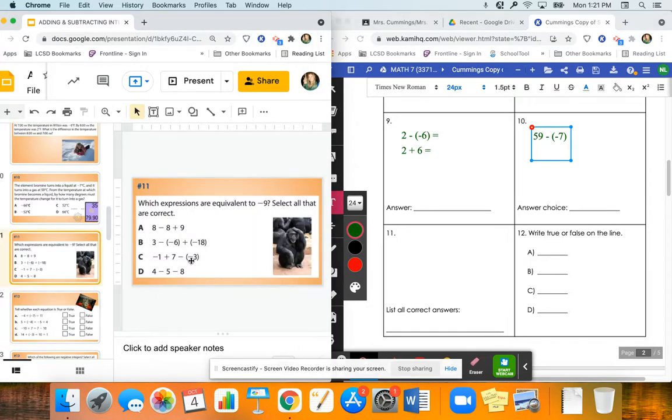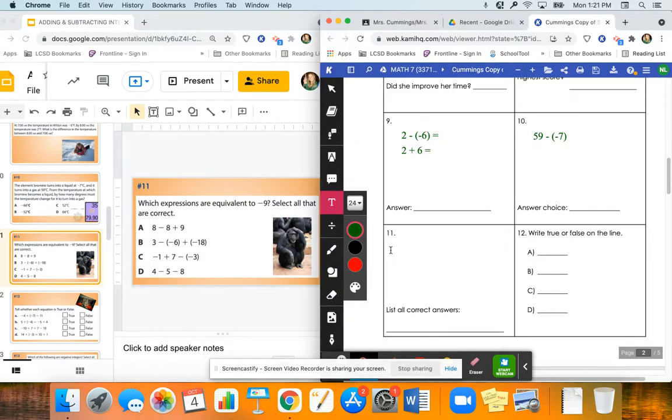For number 11, which expressions are equivalent to negative 9? Select all that are correct. If you want to show the work, you can show the work right in the blank spots. You're just going to write which ones of these are equal to negative 9, and you're writing the letters on the line at the bottom. There could be more than one that equal negative 9. So make sure you go through each possible choice and list the letters A, B, C, or D that equal negative 9.